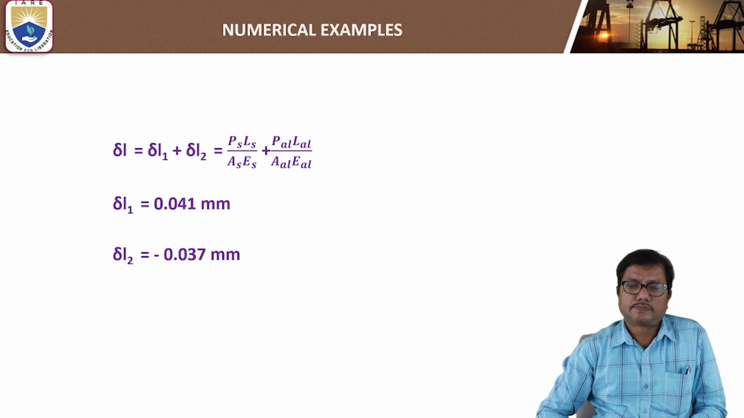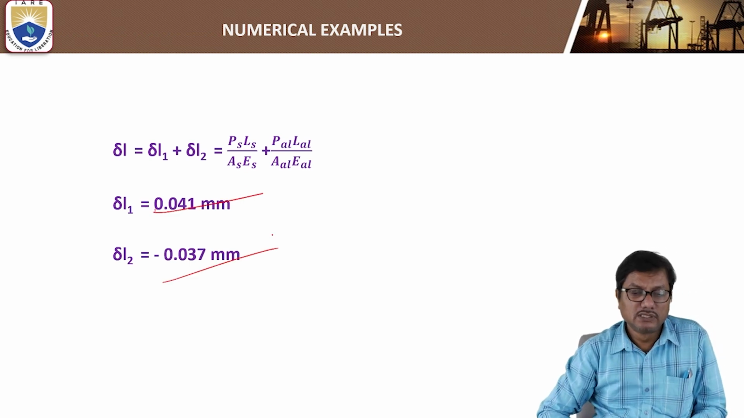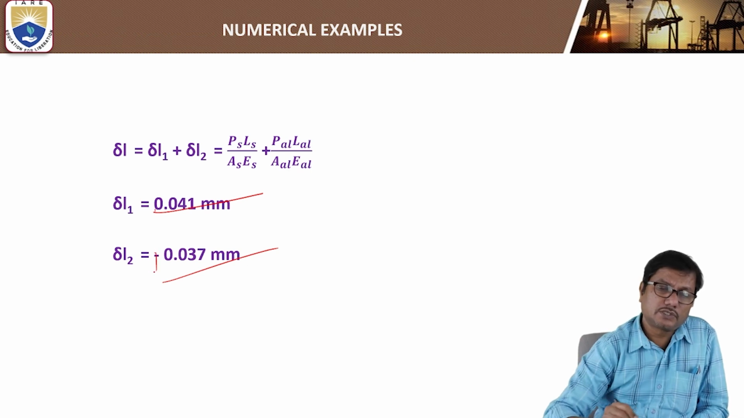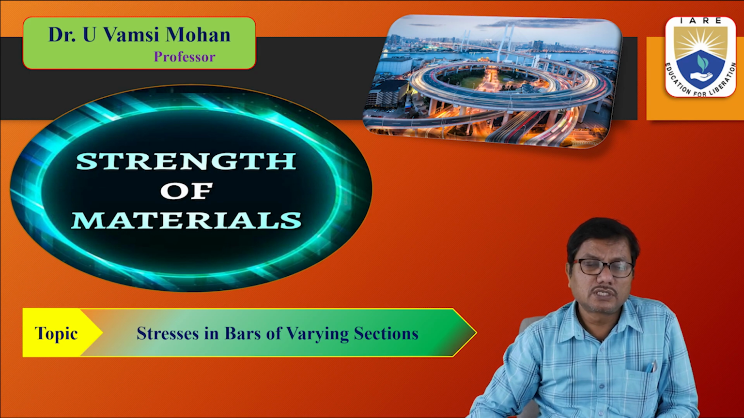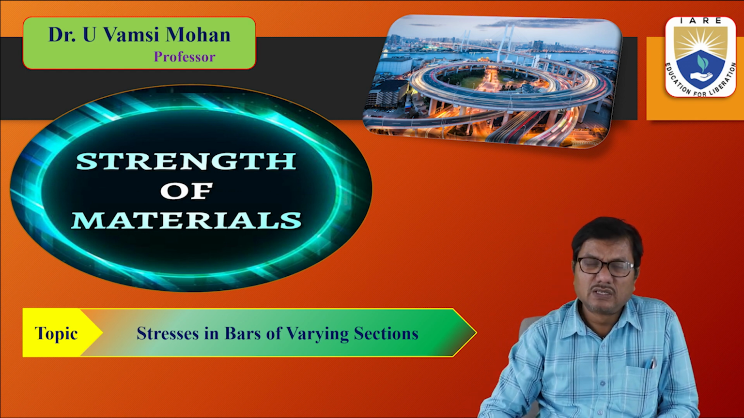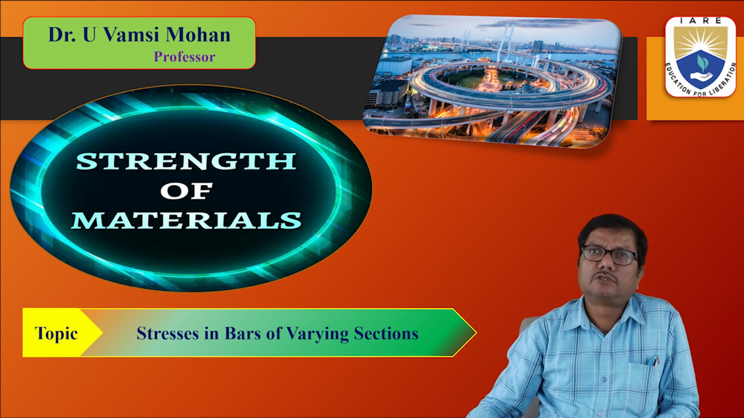So total extension is P1 L1 by A1E1 plus P2 L2 by A2E2. Just by substitution you will get delta L1 as 0.37 and delta L2. No, plus, it's not minus, plus. So the total extension will be the sum of these two.